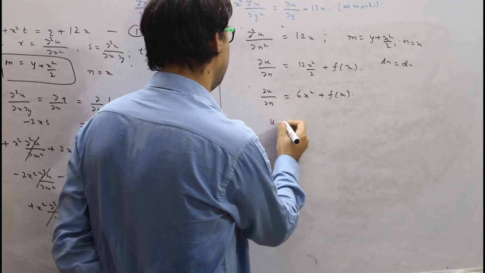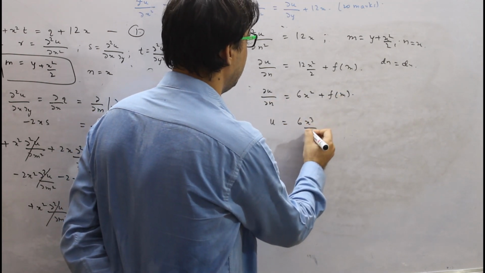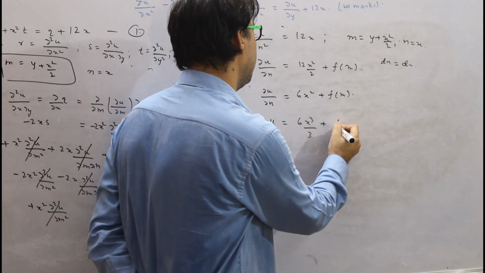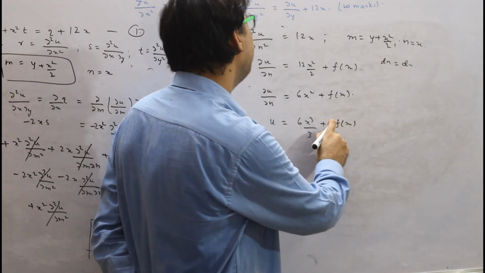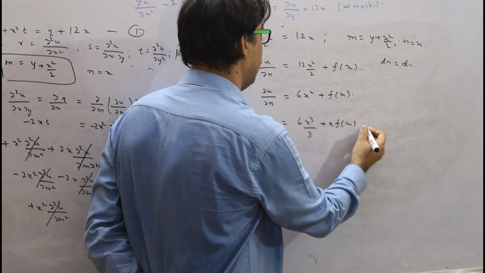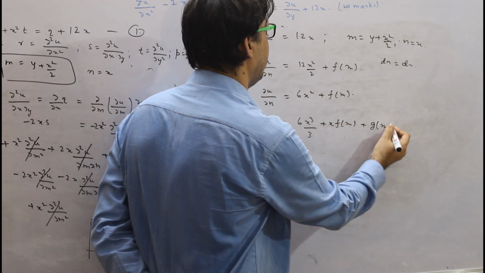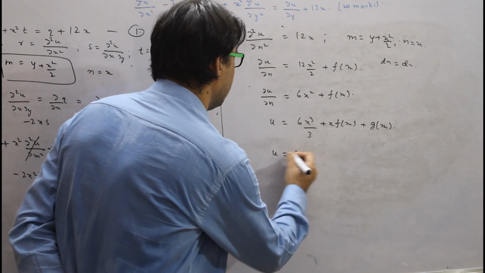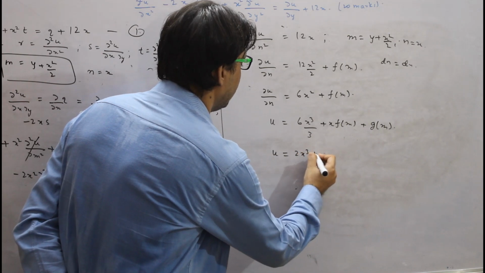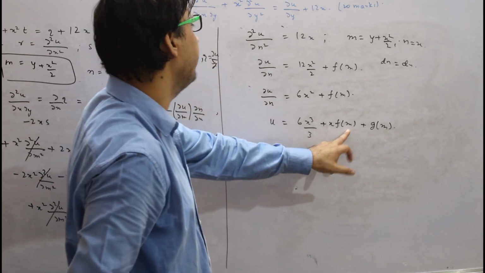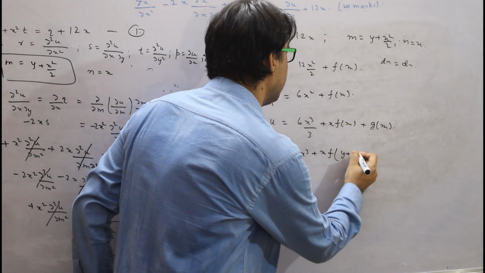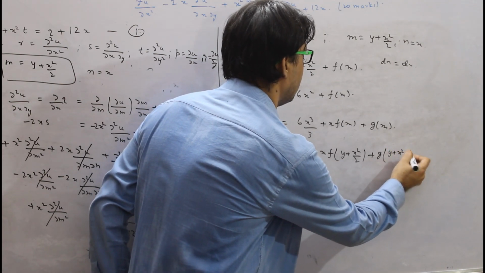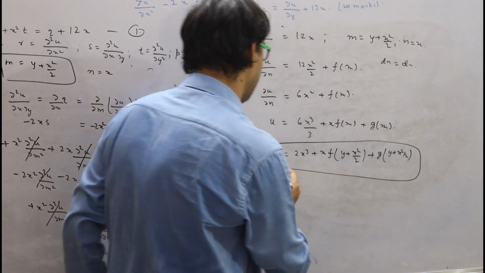Now again I am integrating, so this becomes 6x³ divided by 3, plus, now m is constant, so we can write this as x f(m), we are integrating, n value is x, plus some function, say g of m. So we have got our answer. So now u, we can write it as u is equal to 2x³ plus x f, and we will plug back the value of m. m value is y plus x²/2, plus g is also another function. So here we have got our answer.